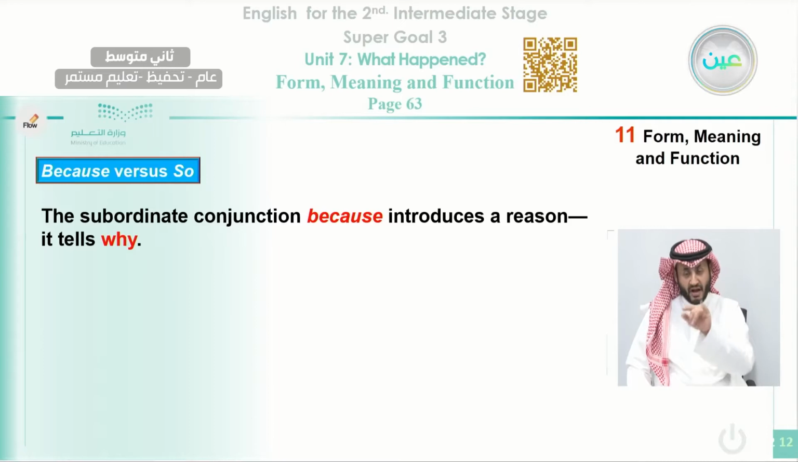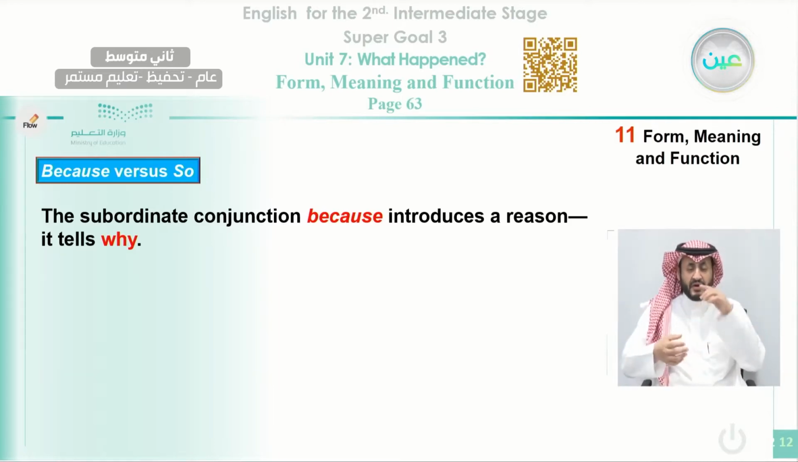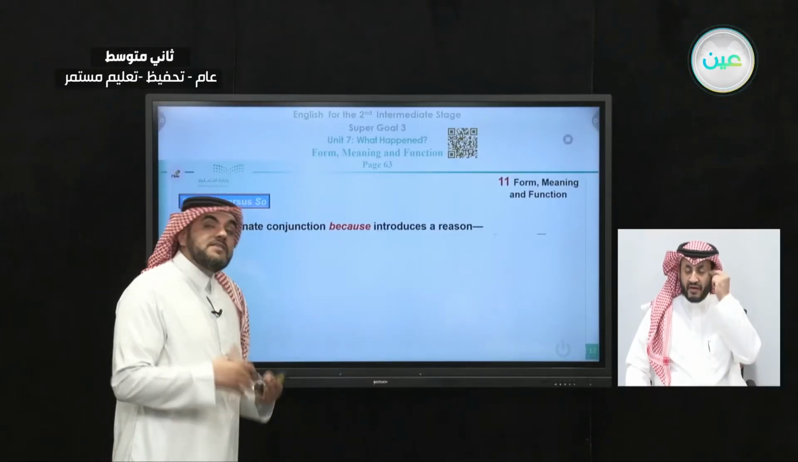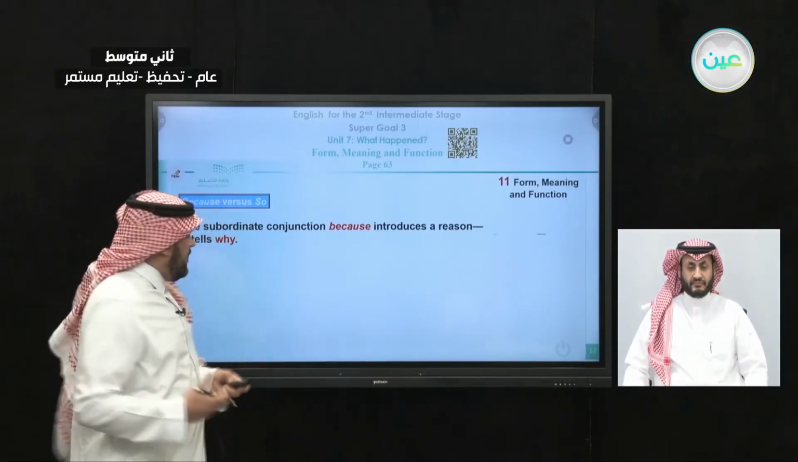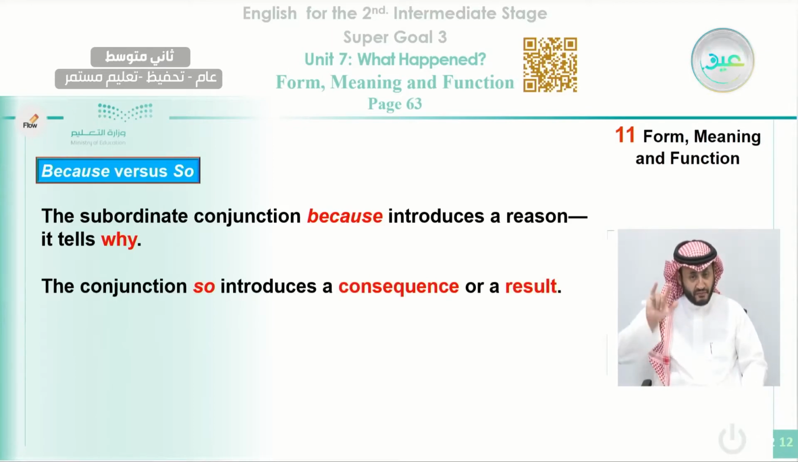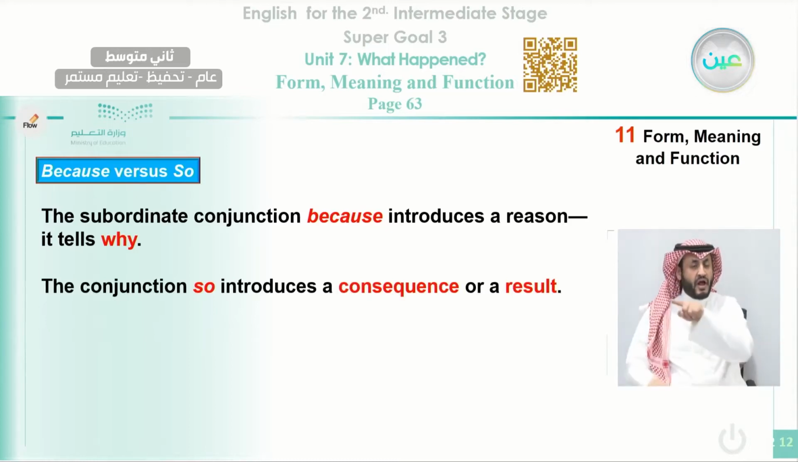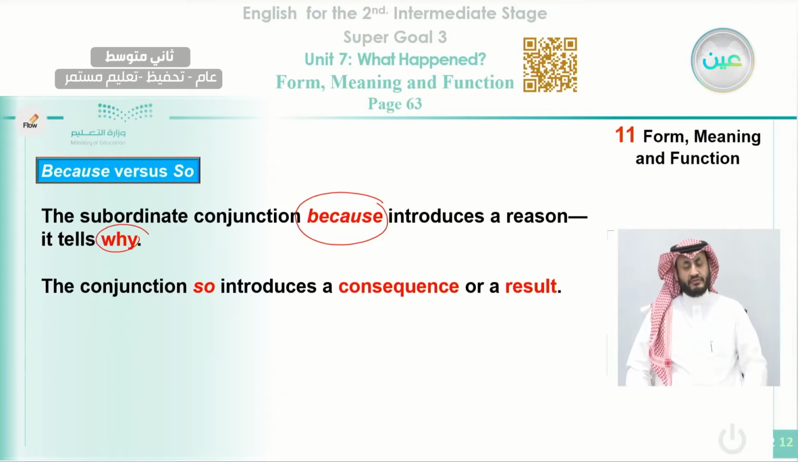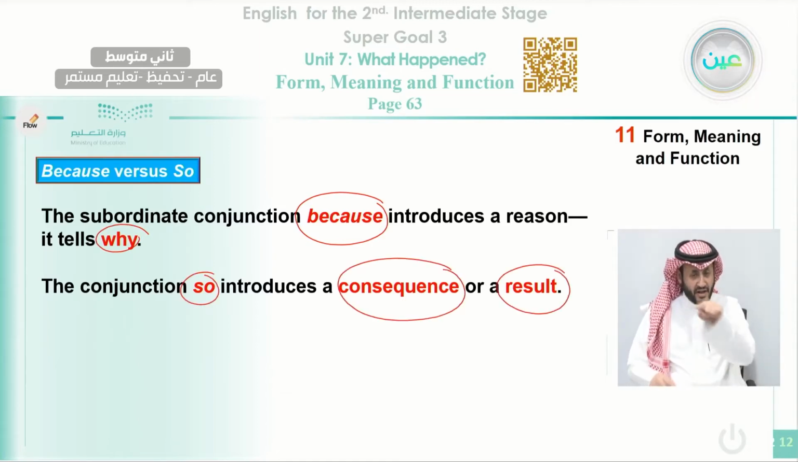The subordinate conjunction because introduces a reason. It tells why. So when you use because, it tells you the reason. You usually use because to answer the question why. Okay. Also, the conjunction so introduces a consequence or a result. So we know that because answers why, and so is a consequence, okay, or we can say a result. A result is an easier word than consequence, okay.